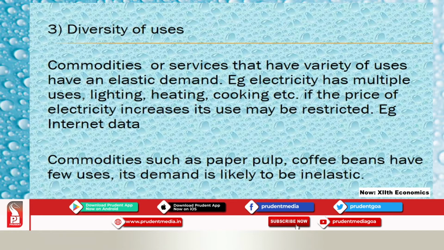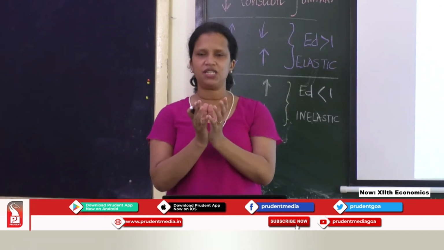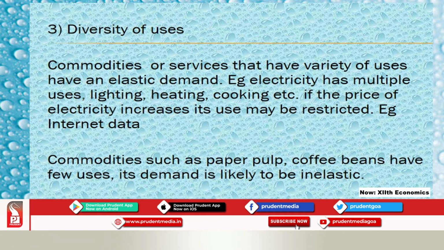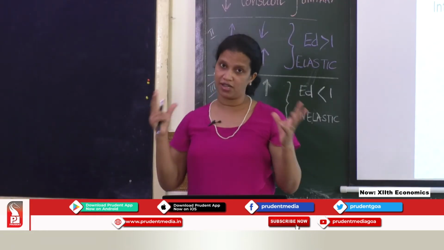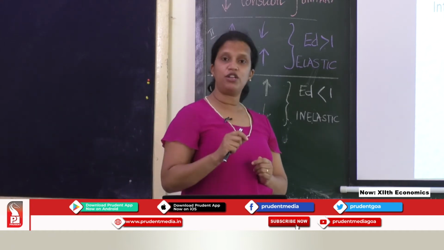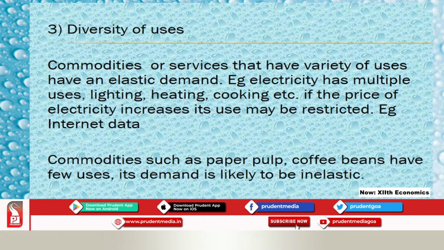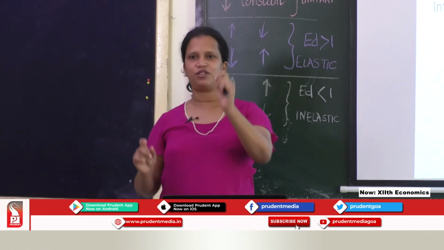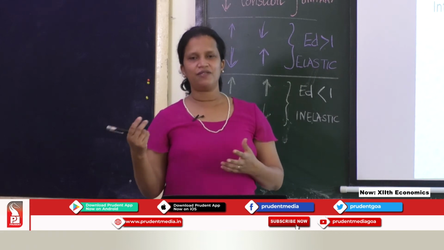The next is diversity of uses. This factor talks about commodities which can be put to a variety of uses, while some commodities have limited use. What is the case of commodities which have multiple uses? For example, electricity. Such commodities have an elastic demand. The moment you notice a price rise, you will try to limit your energy consumption at home. Suppose tomorrow your electricity bill has gone up. Your parents, I am sure they tell you, don't waste electricity, put off the lights, put off the fan, right? Don't keep any device running.